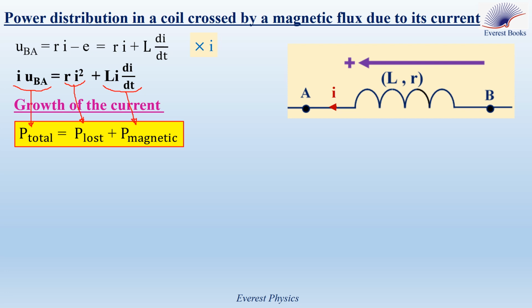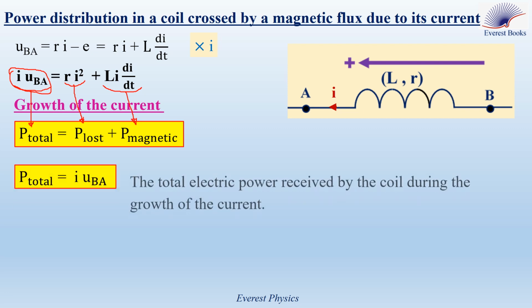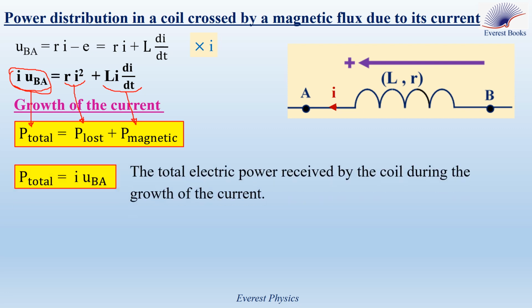Pay attention to this remark. Observe the figure. The current flows in the positive sense, so i is greater than 0. And the coil acts as an electrical load, and the current flows from B to A, so UBA is also positive. Then i is positive, UBA is positive, therefore i times UBA is positive, which represents the total power received by the coil. Now we can write i times UBA is the total electrical power received by the coil during the growth of the current.